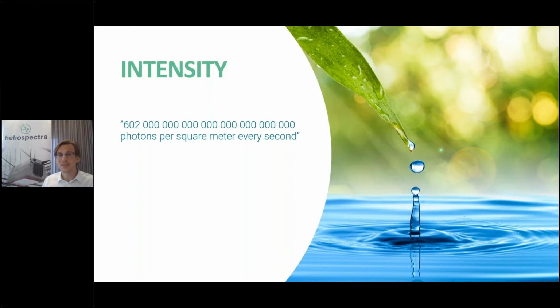The problem with this is that there are so many photons in light. The numbers are so tremendously large. So, for example, a typical light intensity in a greenhouse would be 602 million billions of photons per square meter every second. And it's of course very inconvenient to talk about such large numbers.